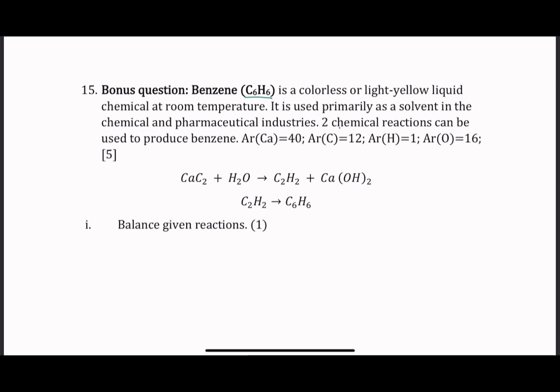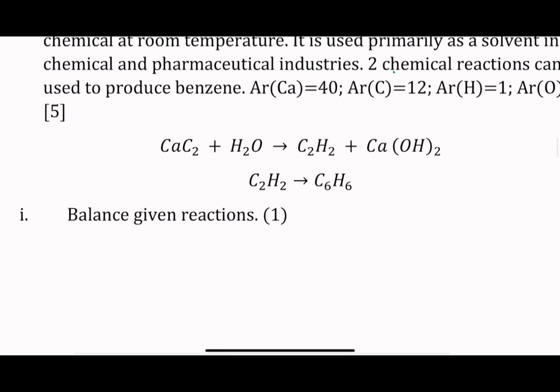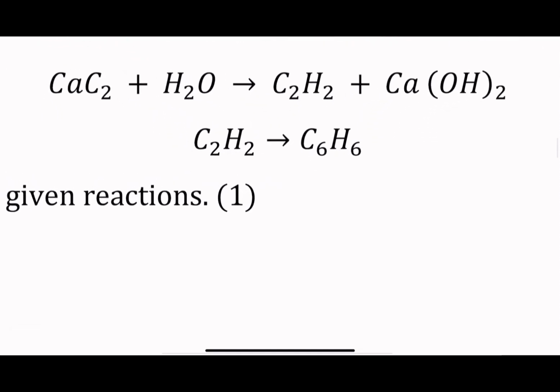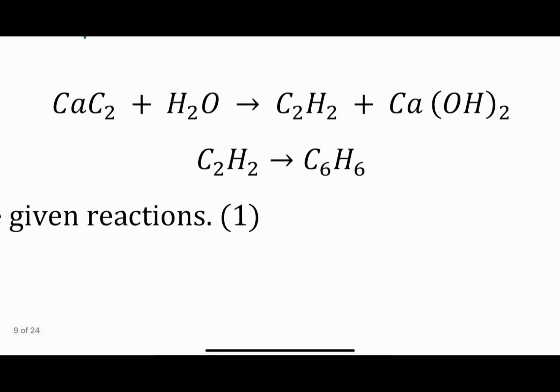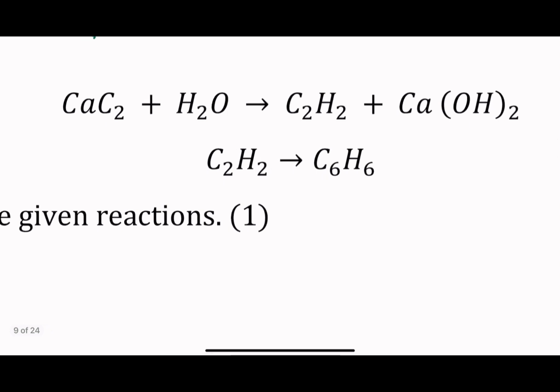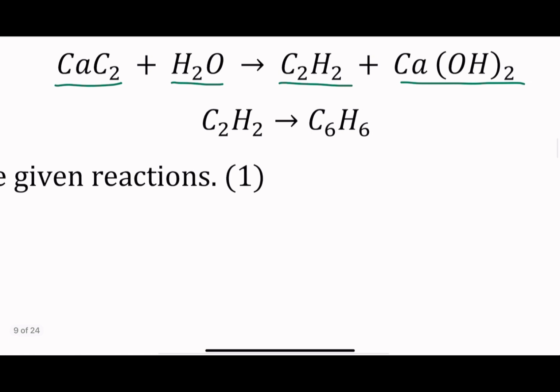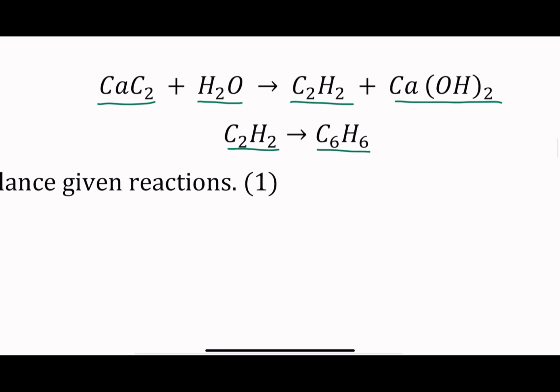Two chemical reactions can be used to produce benzene. So we're trying to produce benzene, and we have 2 reactions, okay? It's not 1 reaction. There are 2 reactions back to back. So we have calcium carbide reacting with water, giving us C2H2 and calcium hydroxide. And this C2H2 is giving us the product. You don't need to know the names of this stuff. You only need C6H6, which is given to you.